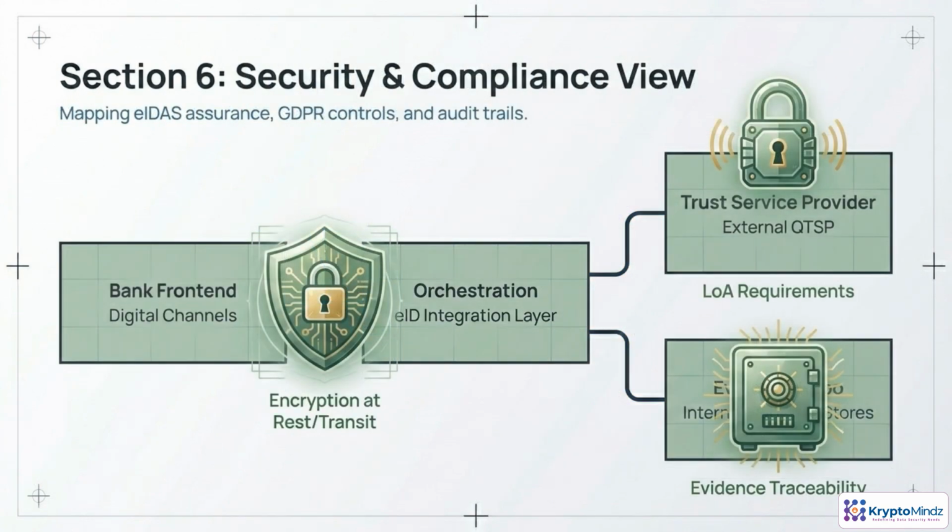At this point, we shift from what the solution does to how we can prove it's trustworthy. Picture 3 layers. First, access control. Strong authentication for every channel and consistent authorization across services. Second, data protection. End-to-end encryption, clear key ownership at the QTSP, and network segregation between trust services, banking cores, and partners. Third, compliance. Mapping LoA and QES requirements, full audit trails, and alignment with AML, KYC, GDPR, and internal policies.